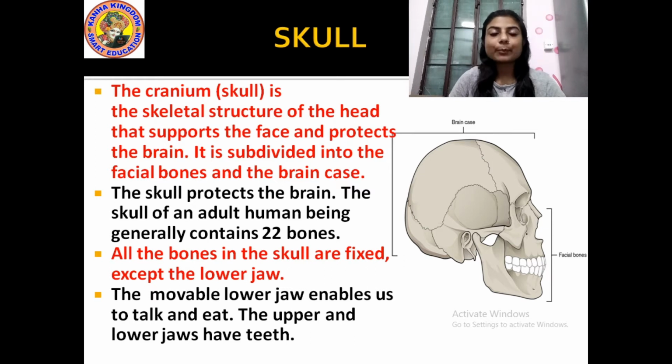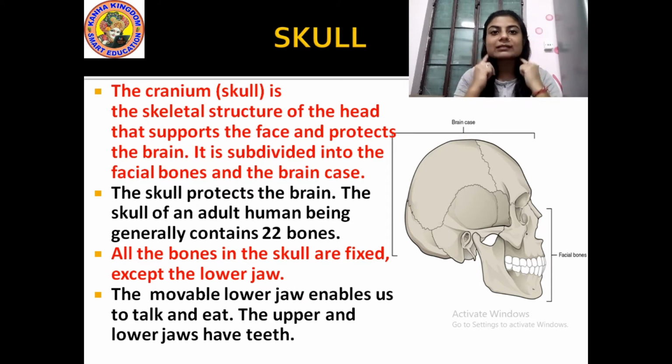The skull supports the face, the structure of the face that you have got. It is because of the skull, the cranium. It supports the face and also protects the brain inside our body. This skull is divided into facial bone and brain case. The brain case is the head portion where the brain is situated, and the facial bone.